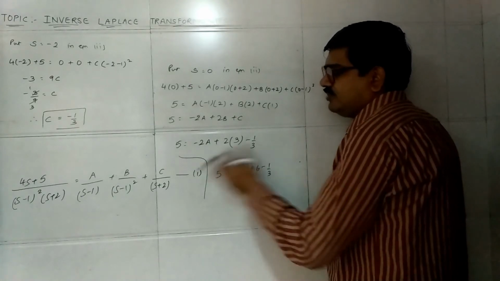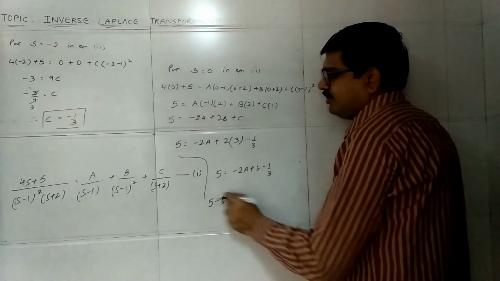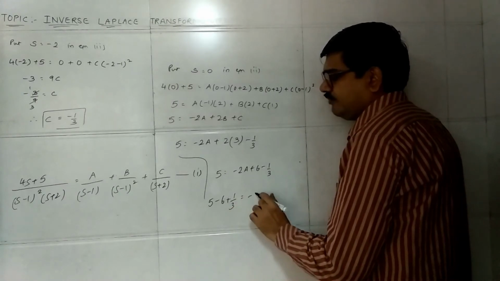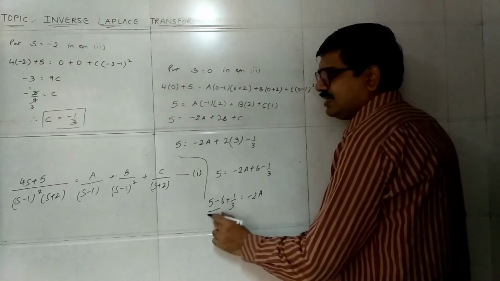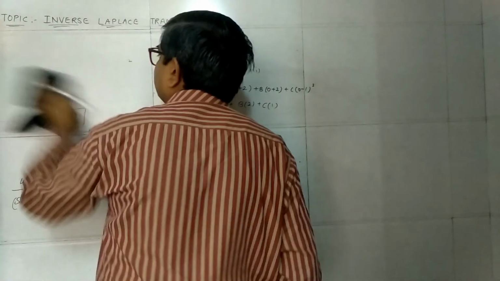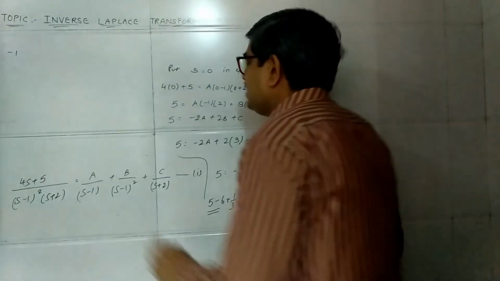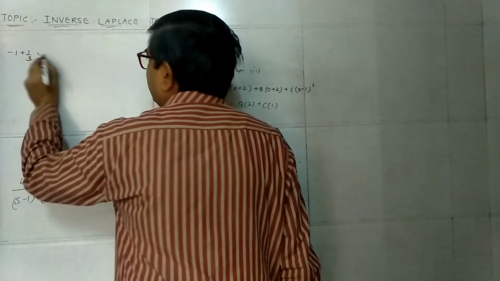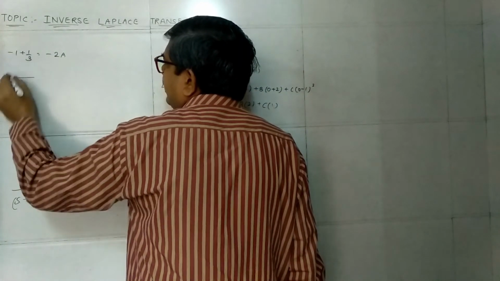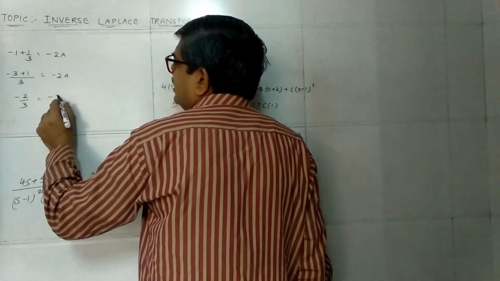Okay, bring these two terms on the left hand side. 5 minus 6, if you bring it here, it will become minus 6, and minus 1 by 3 will become plus 1 by 3 is equal to minus 2a. Now 5 minus 6 is minus 1, plus 1 by 3 is equal to minus 2a. LCM 3 into minus 1 is minus 3 plus 1 is minus 2. So minus 2 by 3 is equal to minus 2a.